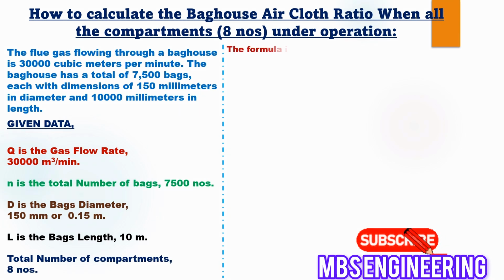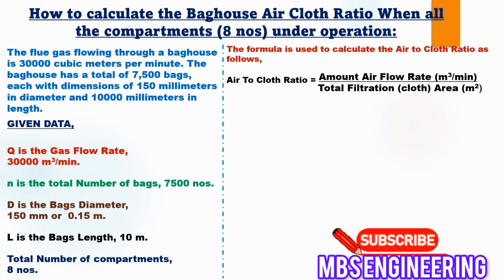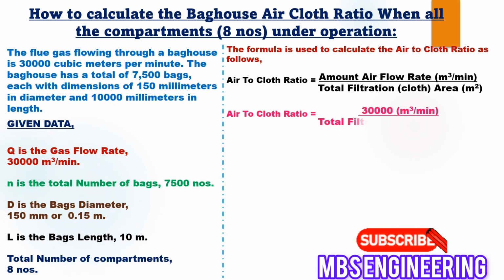Next, the formula used to calculate the air-to-cloth ratio is as follows. The air-to-cloth ratio is equal to the amount of airflow rate in meter cube per minute, divided by the total filtration area, or cloth area in meter square. Next, the air-to-cloth ratio is equal to the amount of airflow rate, 30,000 meter cube per minute, divided by the total filtration area, or cloth area in meter square.